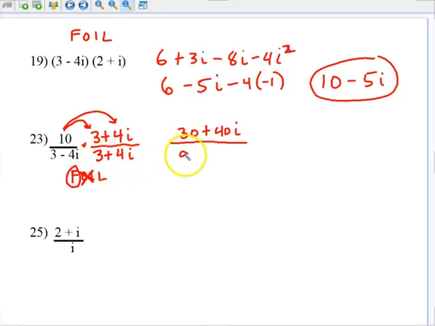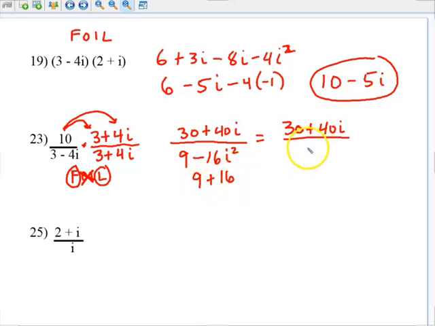3 times 3 is 9. And then go to the last two. And again, got to be careful here because it starts off as -16 i squared. But remember, i squared always gets replaced with -1. So if I replace i squared with -1, this becomes -16 times -1, which is +16. And 9 plus 16 is 25.